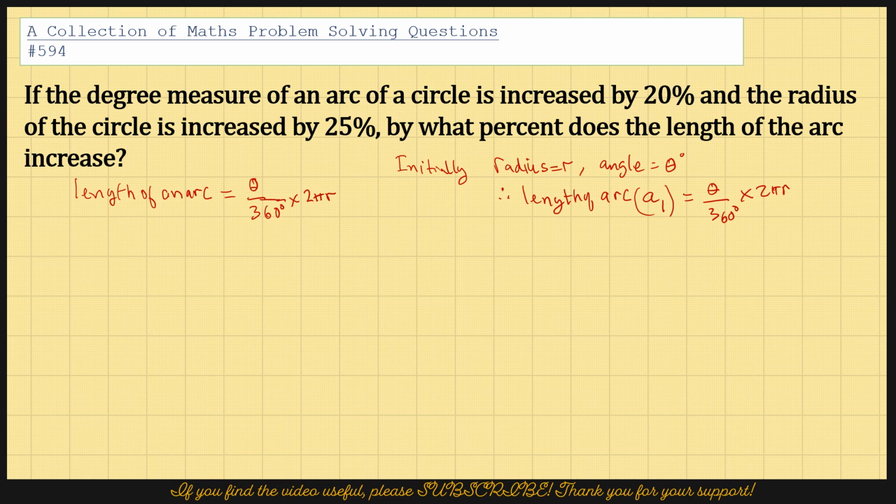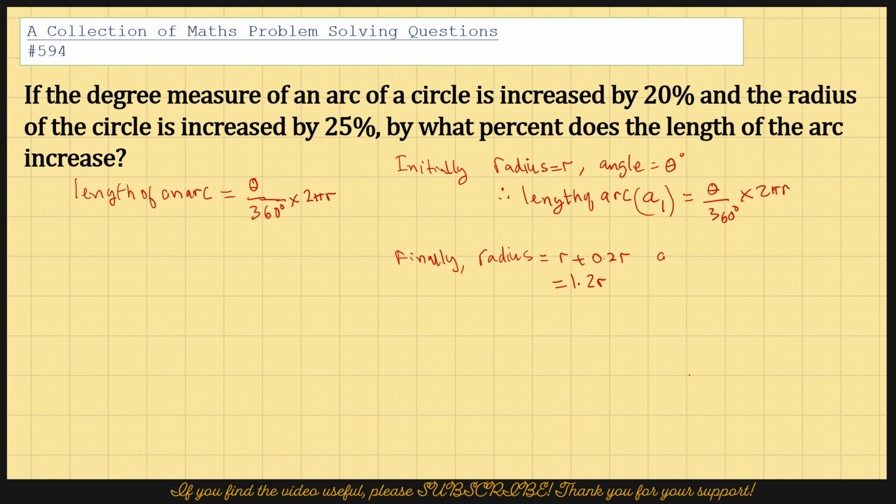Now finally, if I say that initially and finally, you can say first and second and so on. I just want to make sure that it's the second instance that I'm putting down. So radius would be r increased by 20% plus 0.2 r, and that is 1.2 r.